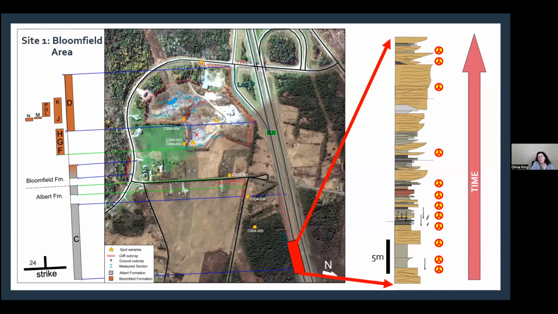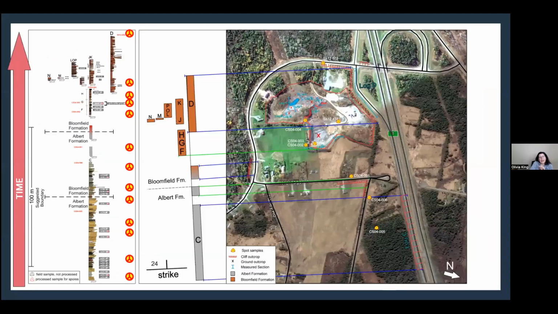So that's just one site of many sites we did in the Bloomfield area. And then we did more sites, not just within the Bloomfield area, but elsewhere. And this is a more complete idea of what we have as far as the transition from the Albert Formation into the Bloomfield of New Brunswick.